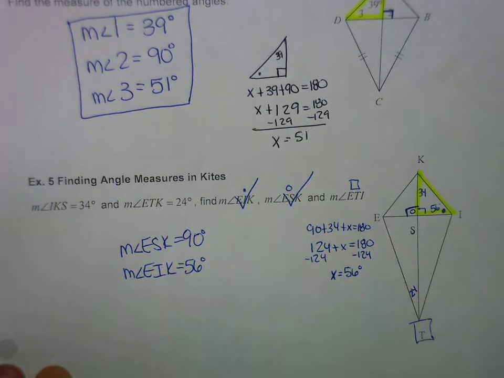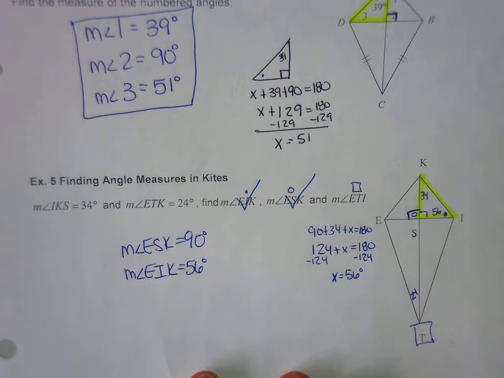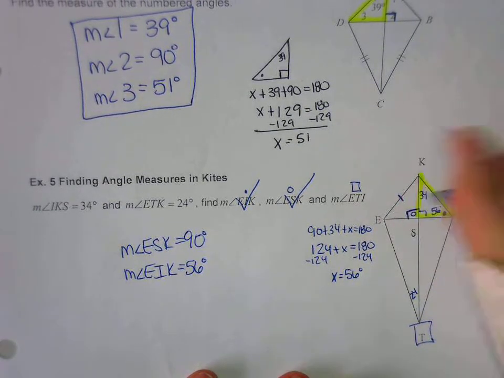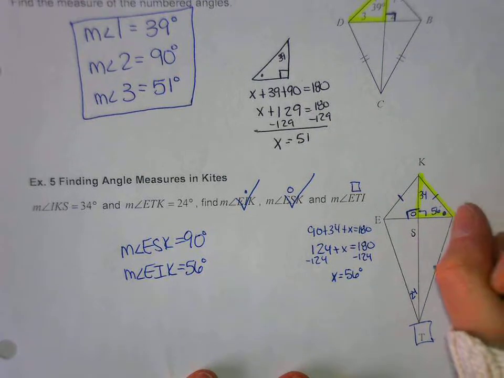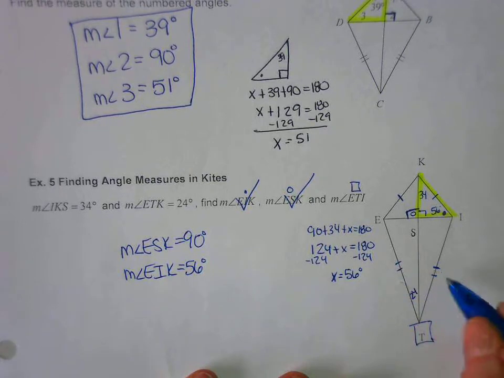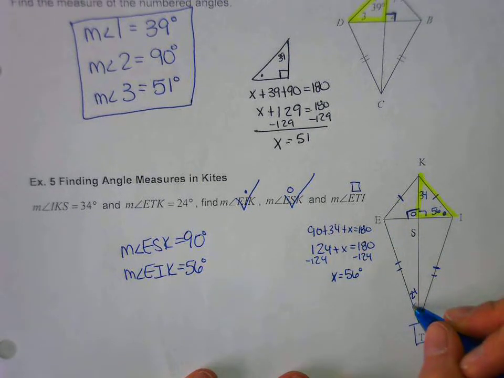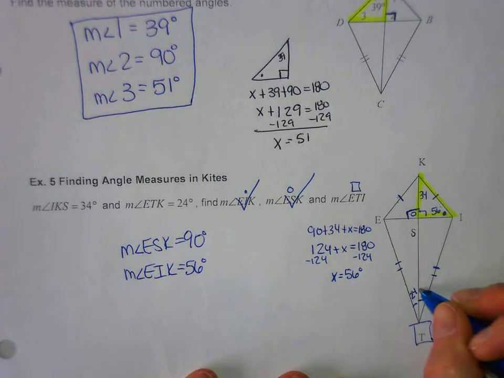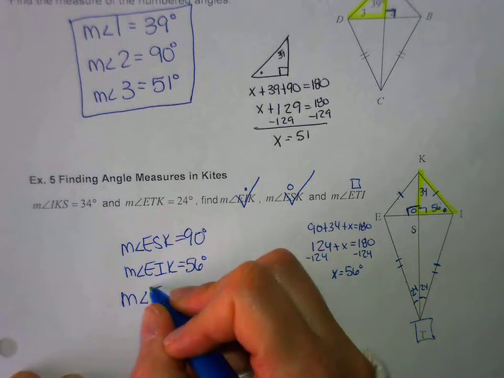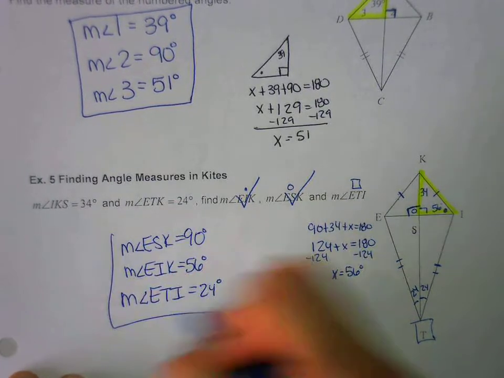So then lastly, we are dealing down here at angle T. Well, if I take a look, this diagonal is bisecting my angle, and I know that because these two are my adjacent congruent sides because of my kite. These two are also congruent. So that means that this is 24. This side also has to be 24 degrees because it's being bisected. So the measure of angle ETI is 24 degrees.